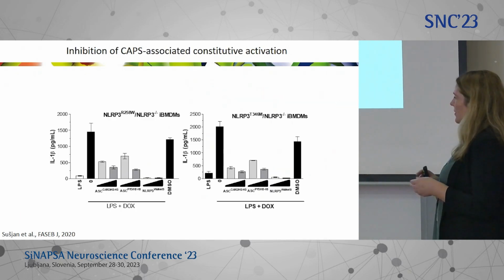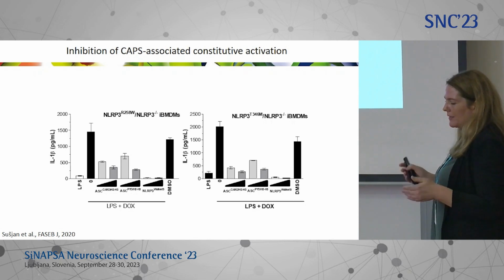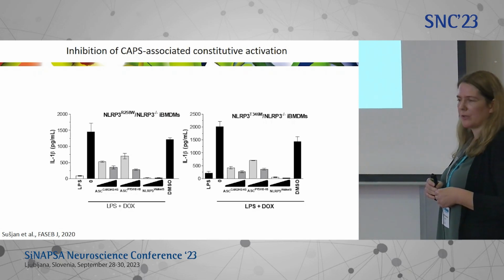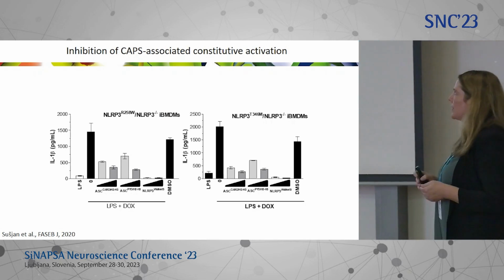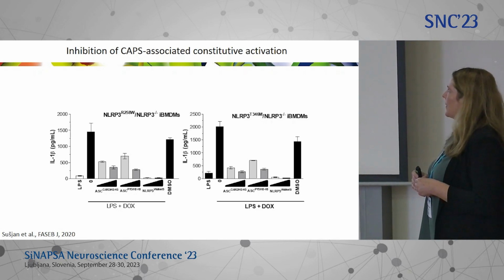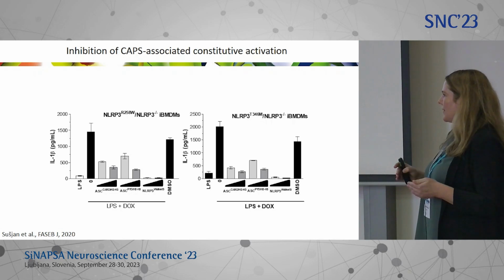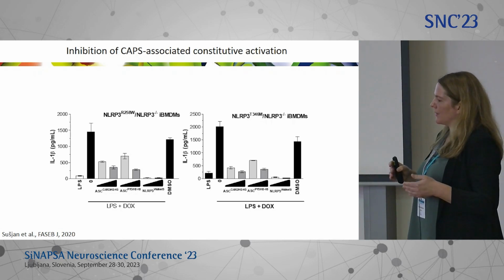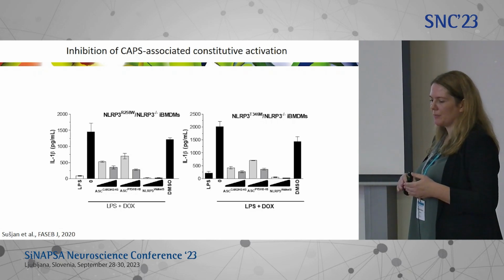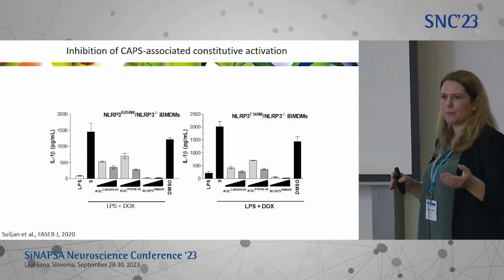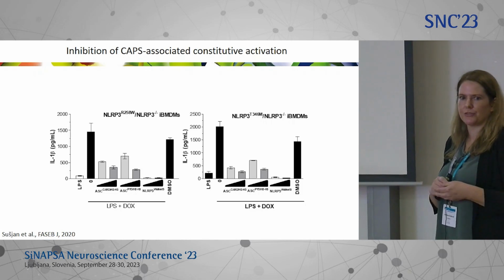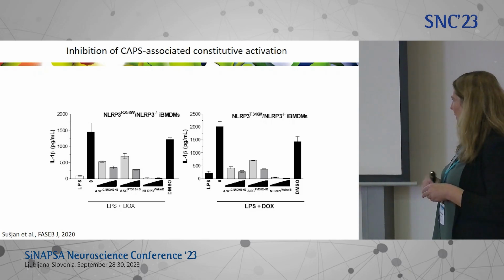So far we were looking at canonical inflammasome activation, but we were also interested whether these peptides could inhibit CAPS-associated constitutive activation. As I said, these mutations that cause CAPS make NLRP3 constitutively active, so you only need the priming step. You don't need an additional trigger to get inflammation.